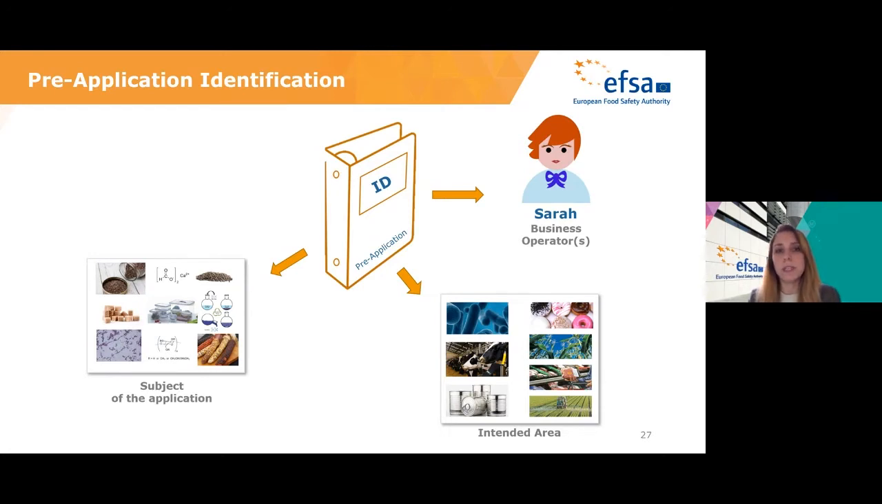One is the business operator, so the applicant. The second element is the subject of the application, so it is actually the identification of the regulated product. The third element is the intended area. The intended area shall report the regulated product area. In your case it will be animal byproducts. Next slide.